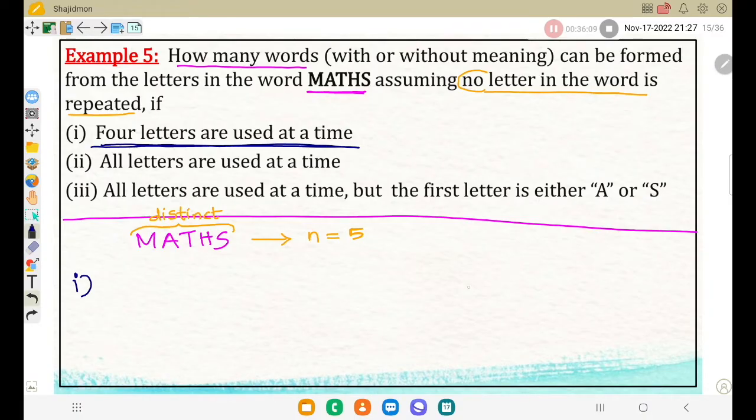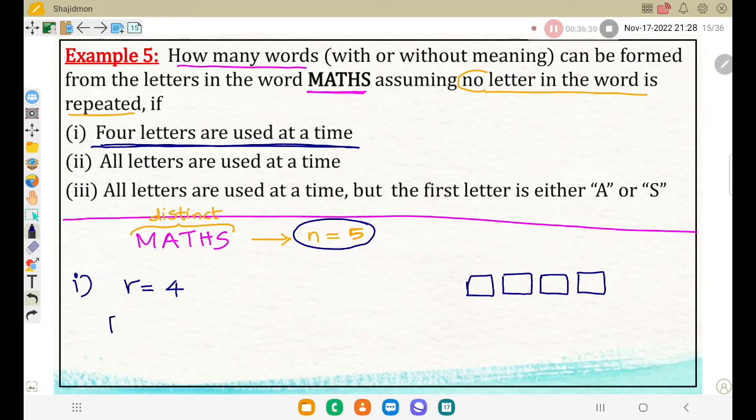Assume in your mind we need to create a 4 letter word. This is the first letter, second letter, third letter and fourth letter, correct? Totally we have 5 letters, so how many letters do we need to take at a time? 4 letters. r equals 4, n equals 5. So how many ways can we create?